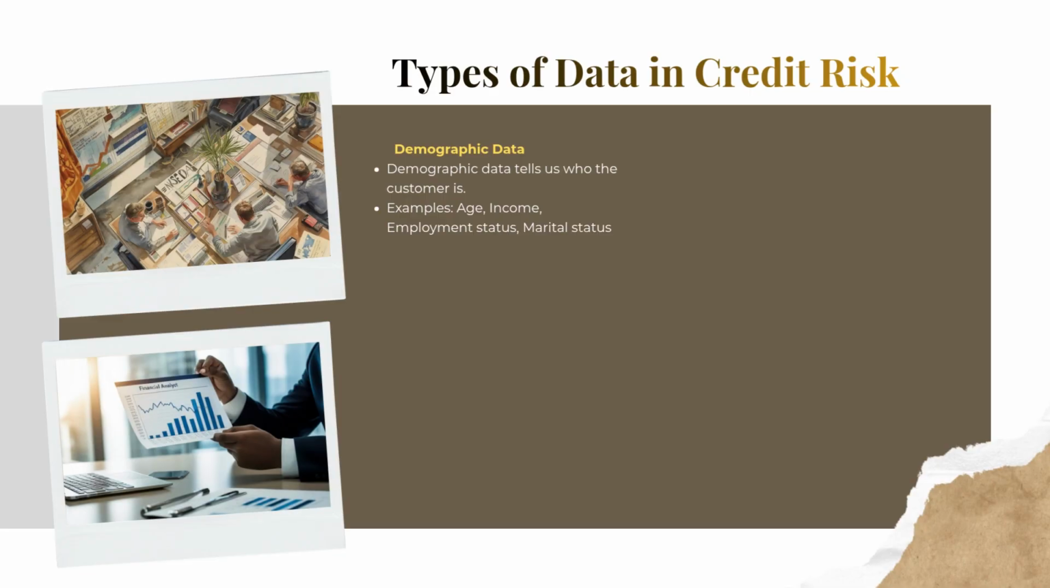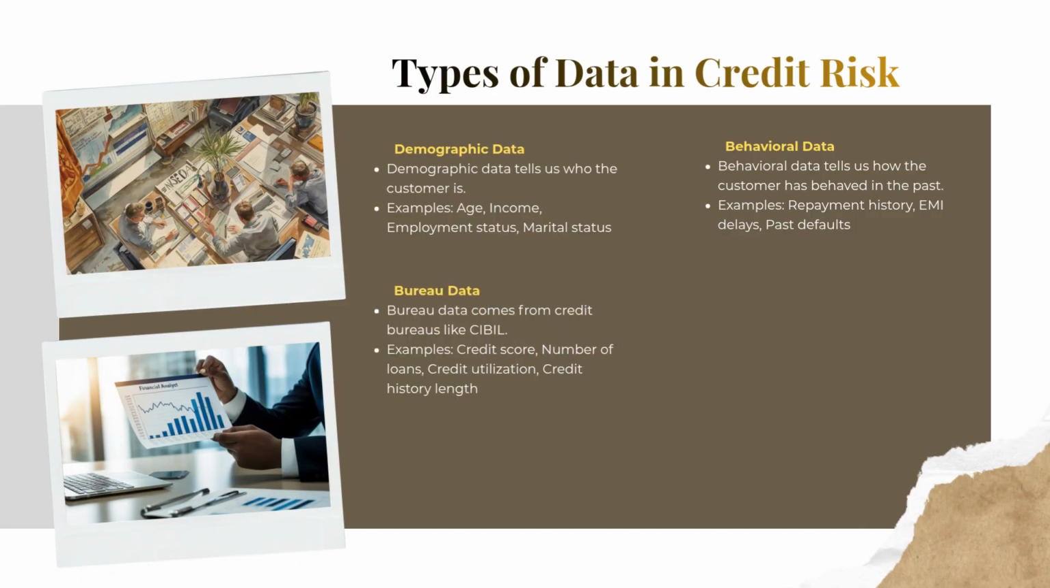Next is behavioral data. Behavioral data tells us how the customer has behaved in the past. For example, repayment history, EMI delays, past defaults. Past behavior is one of the strongest predictors of future default. So if a customer has delayed the payment before, there is a higher chance that they may do it again.